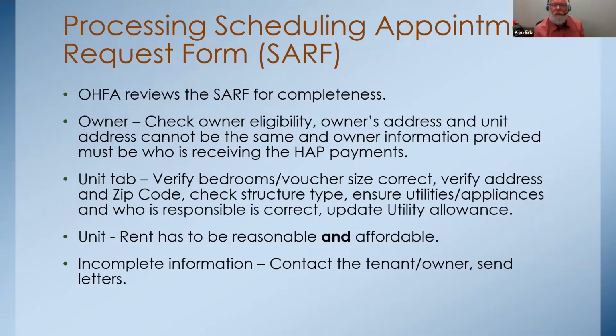If the rent is reasonable, we have to take it a step further and make sure that it's affordable to the tenant. At this point, the tenant's portion cannot exceed 40% of their monthly adjusted income. This is really protection for the owner and the tenant, because we don't want a tenant to lease a unit that they can't afford after the first month. And for any incomplete information, we'll make an attempt to contact the owner or the tenant for the missing information. But if we're unsuccessful, then we will send out letters, which is going to delay the scheduling process.